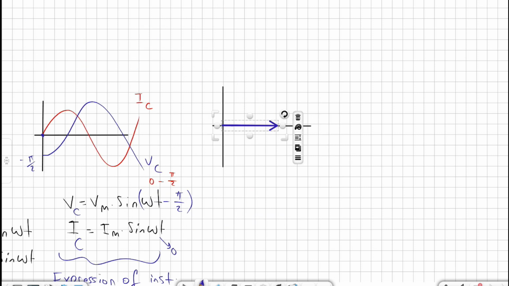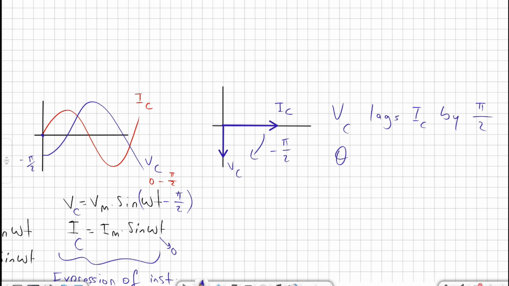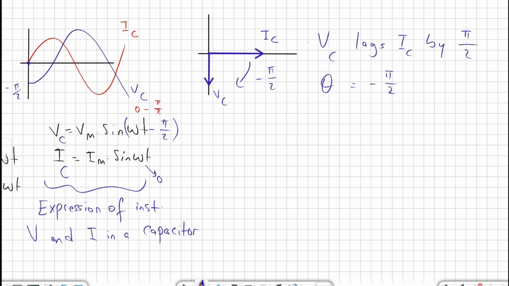In the phasor diagram, if the current's angle is 0, we'll draw it on the x-axis. The potential difference will be behind by 90 degrees. We'll be drawing it on the lower side, which is minus y. So this will be VC, which is behind by minus pi over 2. So we can say that VC lags IC by pi over 2, or you can say that the phase difference between VC and IC is equal to minus pi over 2.